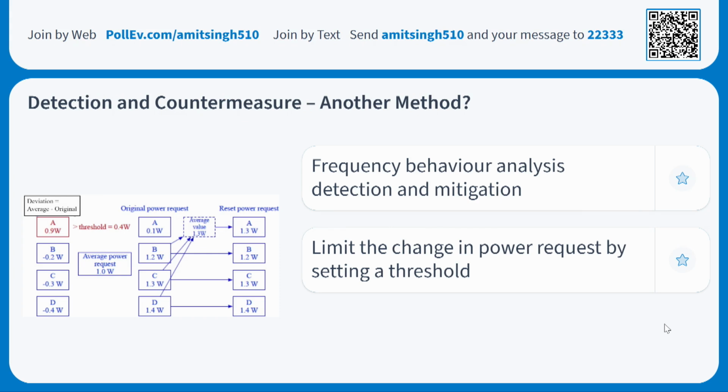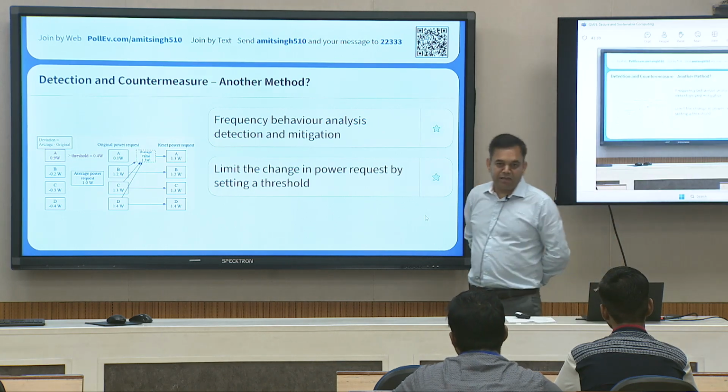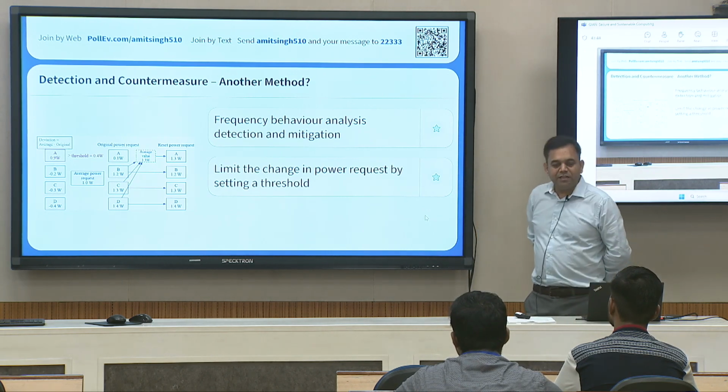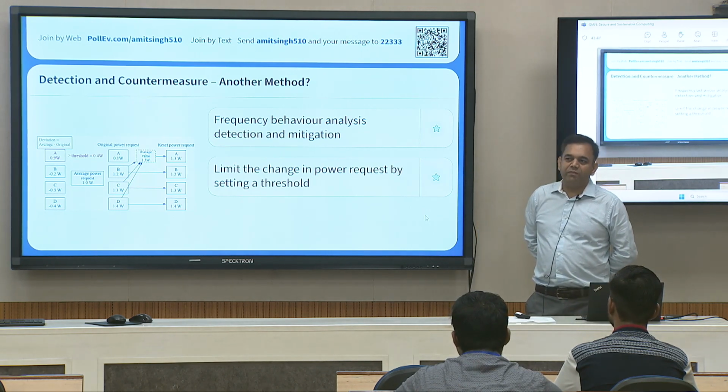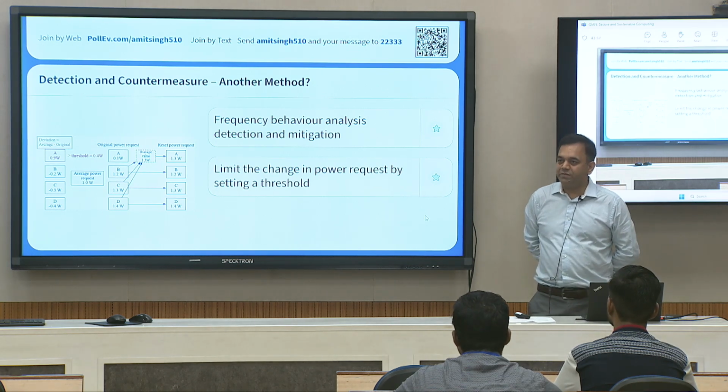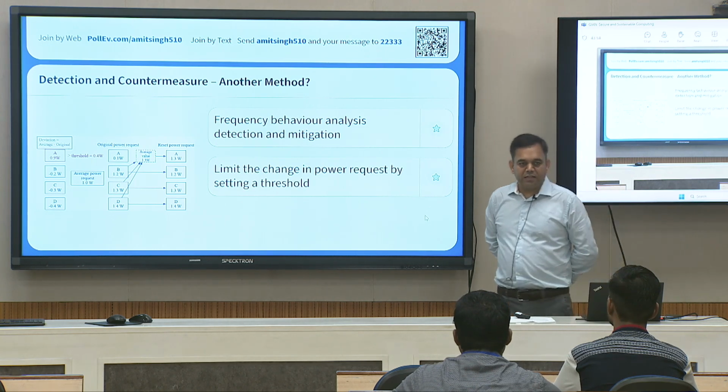Frequency behavior analysis, detection and mitigation. Okay. I think like we said, when the request is made, typically in return it is the frequency level. So of course that can be analyzed, and it is something similar. You have to say if the frequency level returned by the manager core is very, very low, there is potentially an attack.